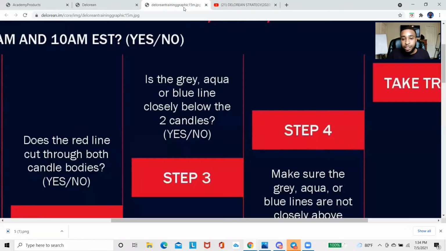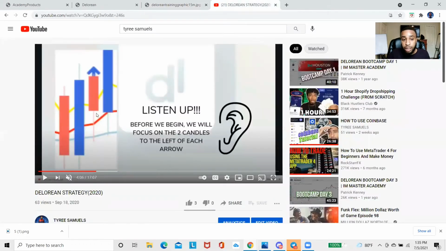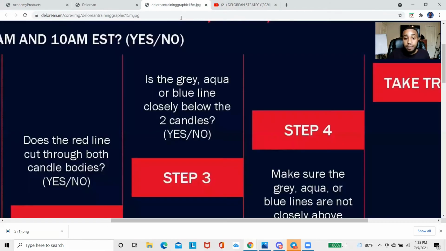This question is asking you, is there a gray, aqua, or blue line closely below the 2 candles? Not closely above, closely below. Now, this is actually a cheat code. So I want you guys to notice, technically, this aqua line is not closely below. It's actually cutting through. The same way the red line is cutting through is the same way the aqua line is cutting through. On step number 3, if you have any of those lines cutting through the candles, that still counts, even though they're not technically closely below. So y'all can write that down in y'all's notes. So step number 3 checks off.